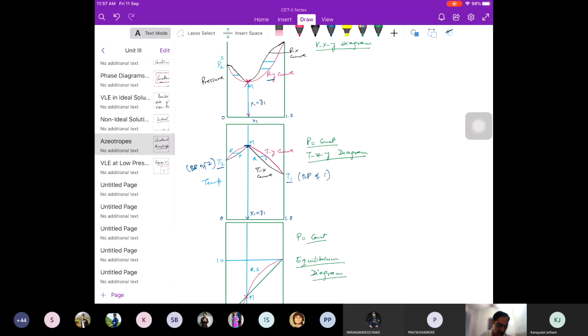And if I plot again for the same system the Txy curve, they will intersect at this point, and this temperature is more than T2 and more than T1. So the temperature at which the azeotrope boils is more than the boiling point of component 1 and also more than the boiling point of component 2. And that is why it is called a maximum boiling azeotrope.